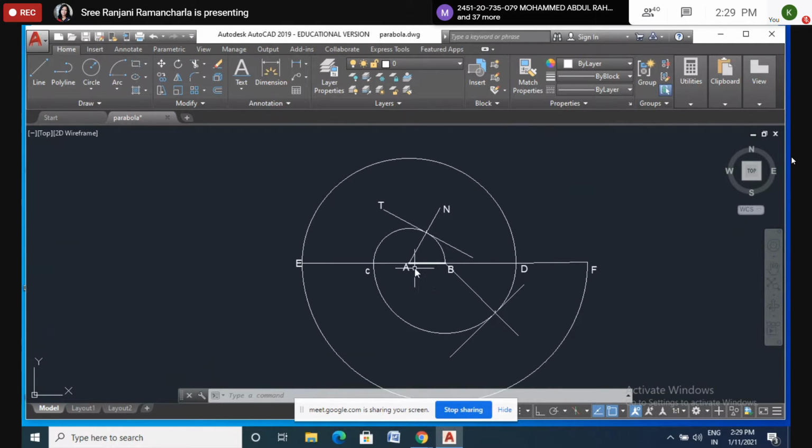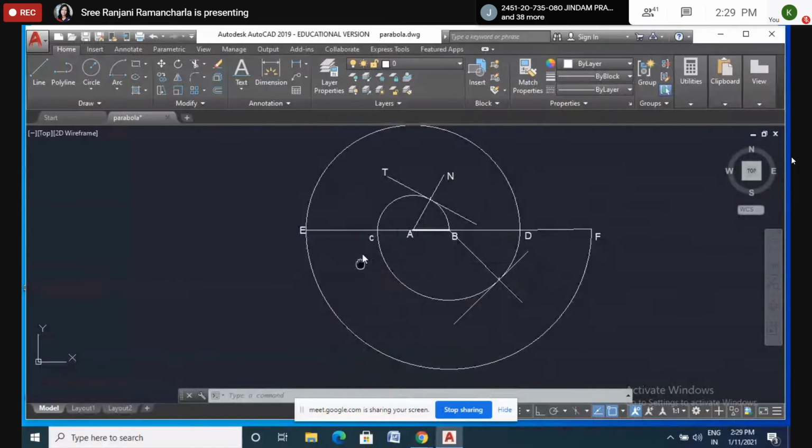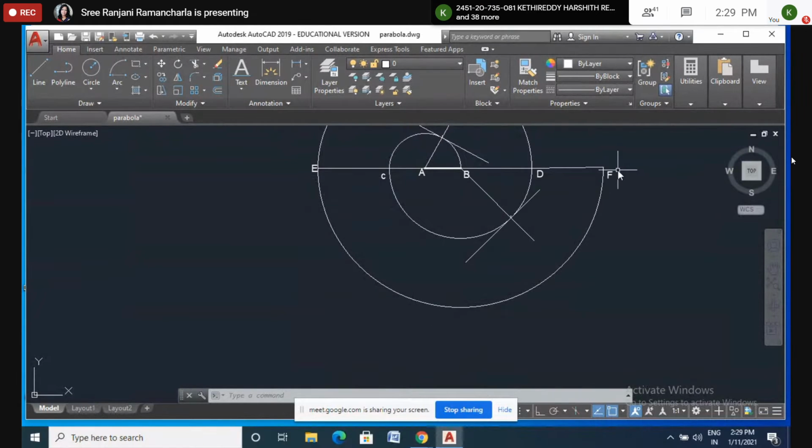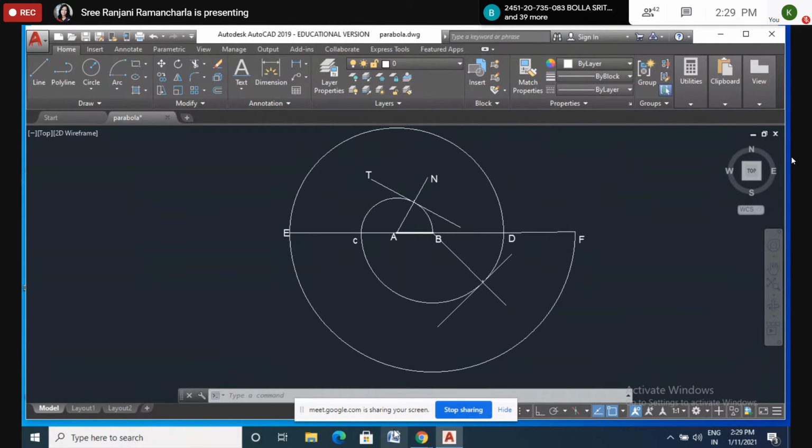For this curve, A will be the center. Then if you take anywhere on this point, join this one. So that will become the normal, and perpendicular to that one is the tangent. Or else if you want to draw the normal and tangent on this curve, you take anywhere here. For this circle, this is the center one. So join these two points and extend that one, that will become the normal, and perpendicular to that one is a tangent, right? So like that you have to show.